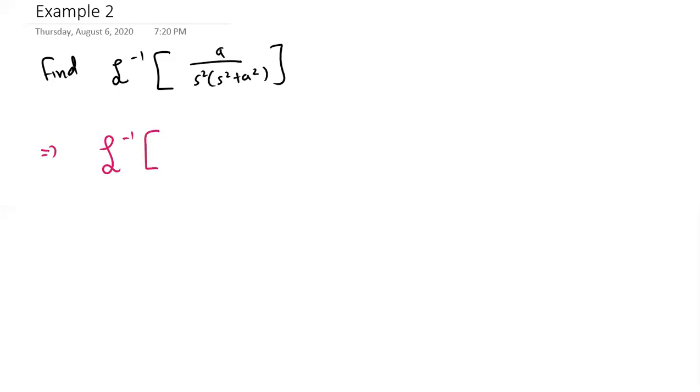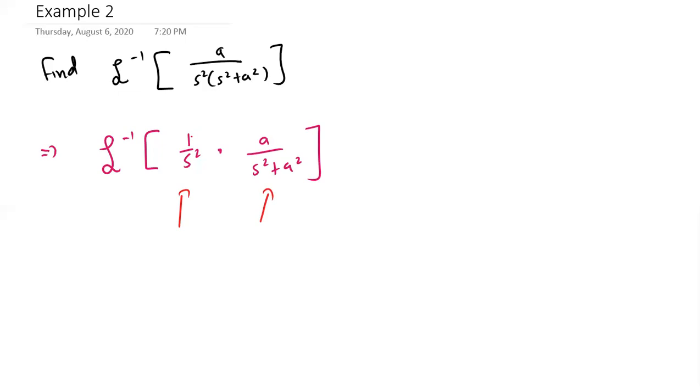What I'm trying to say is that the Laplace inverse of this is the same as the Laplace inverse of 1 over s squared times, and this is just regular times, a over s squared plus a squared. So we want to take the Laplace inverse of a product of functions of s. As long as you know what function is mapped to 1 over s squared and what function is mapped to a over s squared plus a squared by the Laplace transform, then you know what this is. And we know what those functions are.